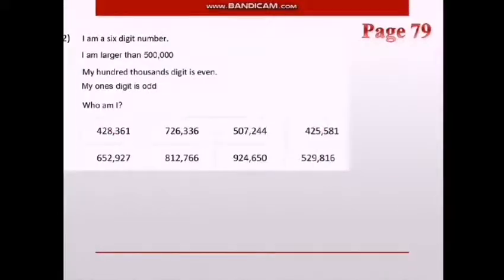Now here, I am a 6-digit number, okay? We will look to the numbers we have. All these numbers are 6-digit, okay? So we will look to number 2. I am larger than 500,000. So we will cancel any number smaller than 500,000.